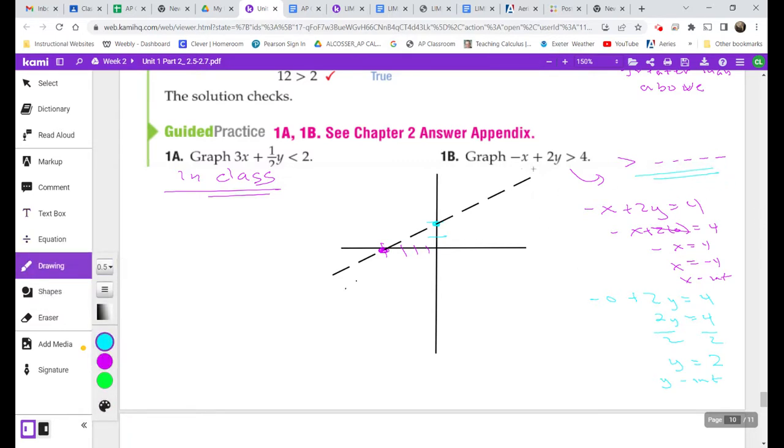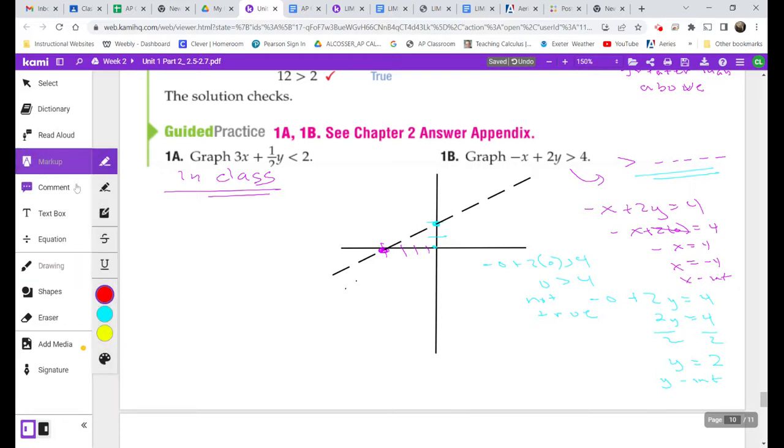Now, what am I going to do? You can plug in 0 if you'd like. So you can plug in 0 and 0. We can do that. So we can go negative 0 plus 2 times 0 is greater than 4. That means 0 is greater than 4. Does that make sense? Is that true? That is not true. So that means you're going to shade above the line. So I'll just do a highlighter. That means you would shade above the line. Okay? That's one way to do it.